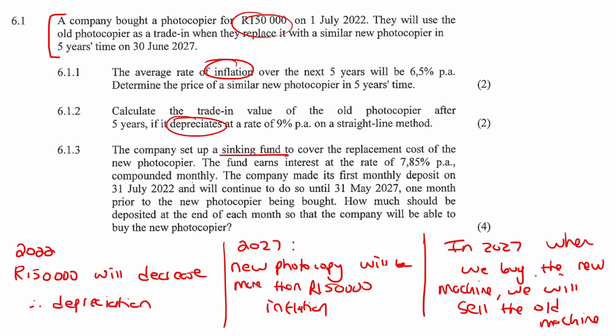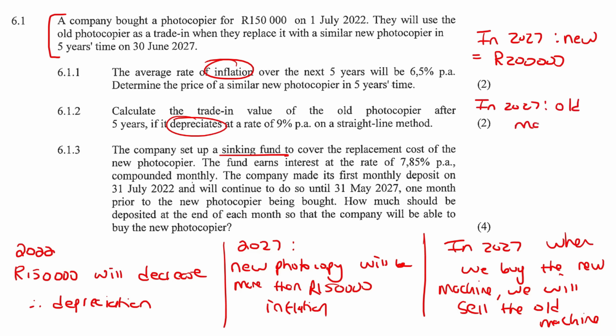So, here's an example. Let's say in 2027, this is just an example, the new one is going to be 200,000 Rand. In 2022, this is the price of a photocopy machine. Let's say in 2027, it's going to be that because of inflation. Okay. Now, in 2027, what will the value of our old machine be? Well, it's going to be less than 150,000 because we said it will depreciate. So let's say it's going to be worth 80,000 Rand.